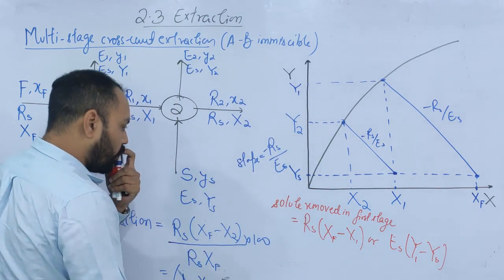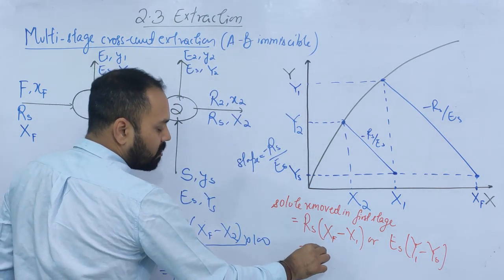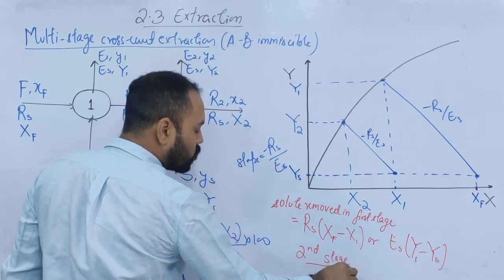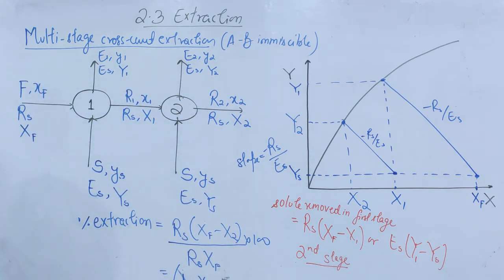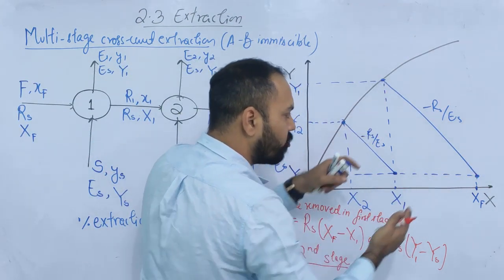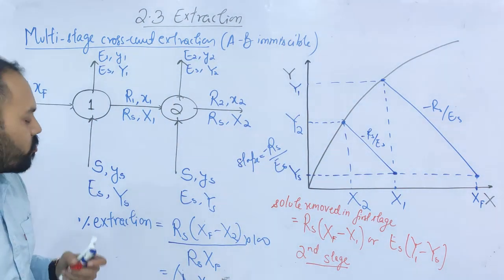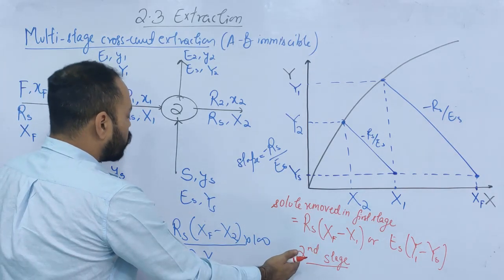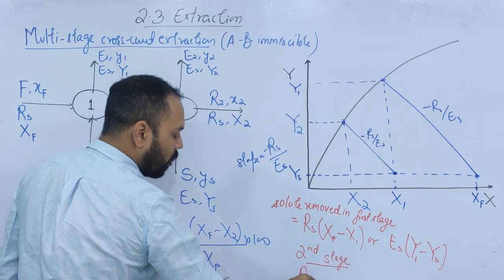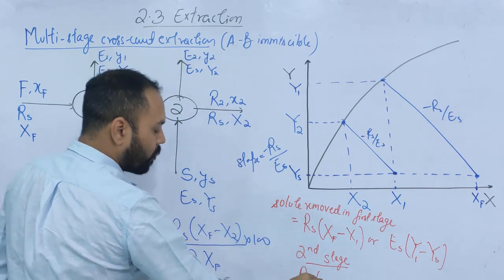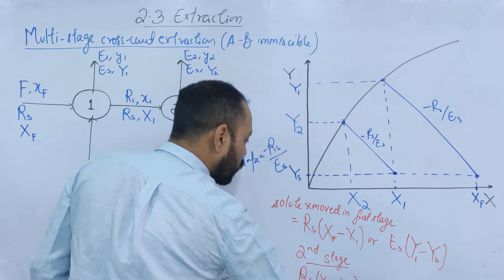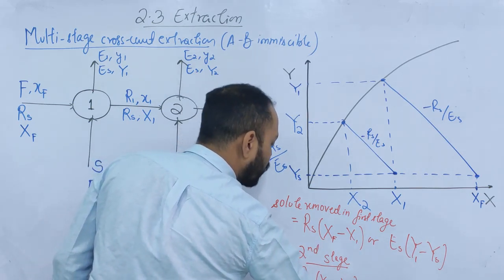While the solute removed in the second stage is definitely not the same as before. You should never say that these two stages are going to remove the same amount of solute. Of course, because the driving forces are different for the two stages, the amount of mass transfer is also different, right? So for the second stage, you can write that the solute removed is Rs, which always remains the same, into X1 minus X2, or Es into Y2 minus Ys.